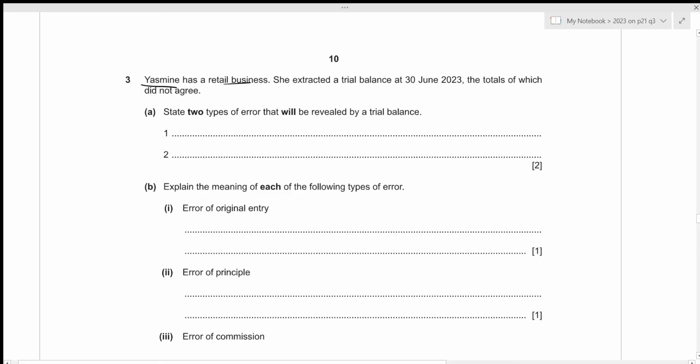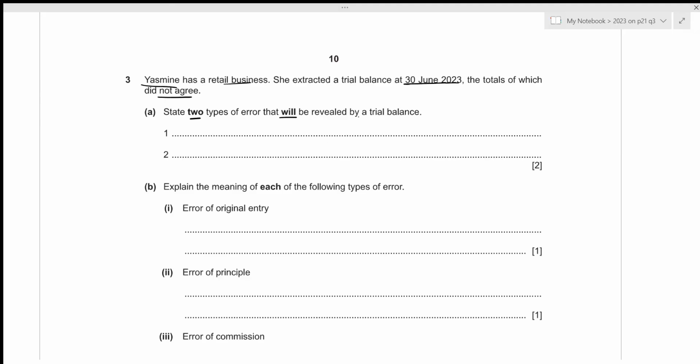Yasmin has a retail business and she extracted a trial balance at 30 June 2023, the totals of which did not agree. Okay. For the first part, we need to see 2 types of error that will be revealed by a trial balance. So we already know the errors that will not be revealed by a trial balance, but in this question, we have been asked the errors that will be revealed by a trial balance.